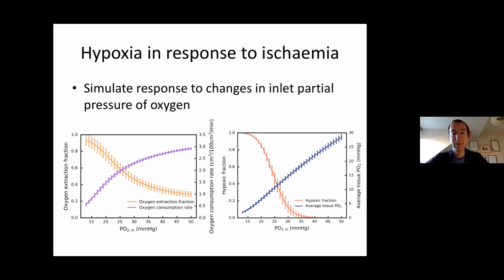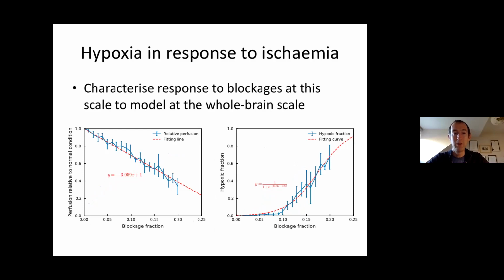This is what happens if we drop the inlet partial pressure, and that would happen because you get a blockage upstream. So this is a sort of secondary effect. But we can also look at what happens if we block at this scale. The previous slide is essentially looking at blockages further up in the larger vessels. This is now asking what happens if I block vessels at this tiny length scale, at the capillary scale. So we've said, if we have a certain blockage fraction, say if we block 10% of the vessels, how does the perfusion drop?